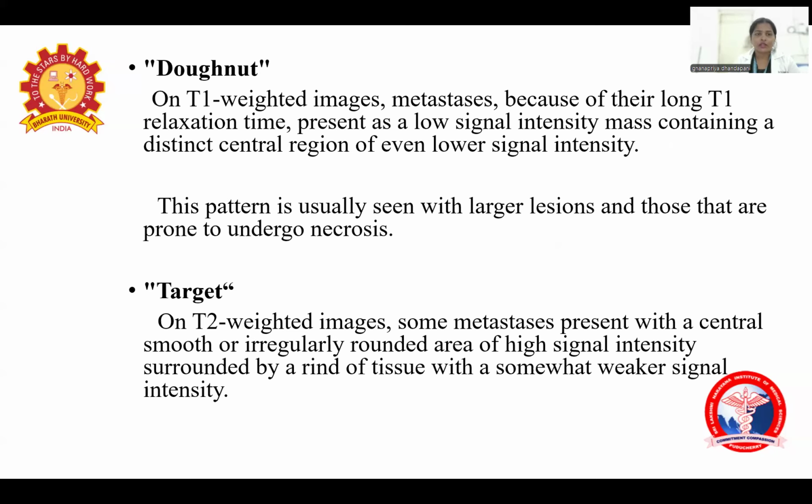Next is the target appearance. This target appearance is seen in T2 weighted images, where some mets present with a central smooth or irregularly rounded area of high signal intensity, which is surrounded by a rind of tissue with somewhat weaker signal, appearing hypointense compared to the central hyperintense signal, giving rise to the target appearance.